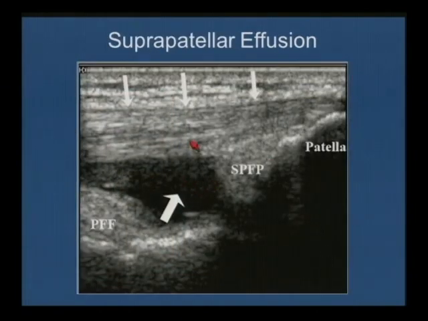Now here's the same, different patient obviously, but same plane, longitudinal, sagittal. Here's the quadriceps tendon coming in, inserting on the superior pole of the patella. This is the suprapatellar fat pad here. This is fluid now. This is fluid in the suprapatellar bursa. Here's the prefemoral fat. So we have this hypoechoic fluid.